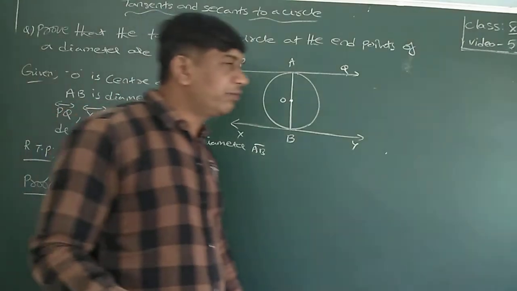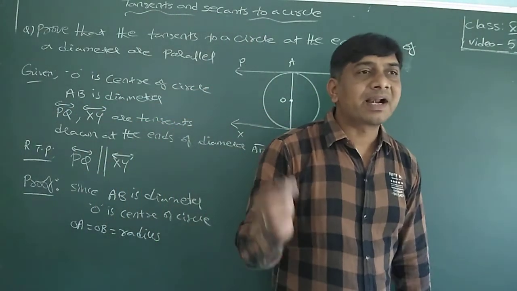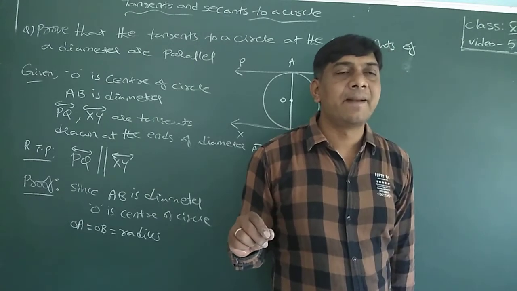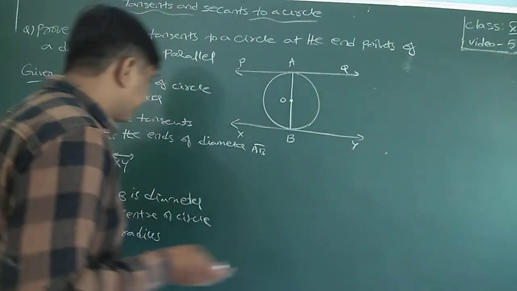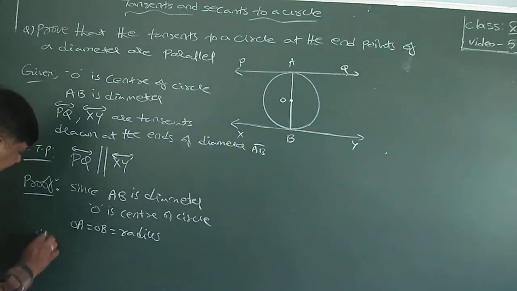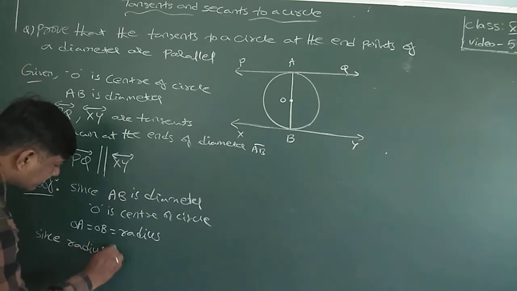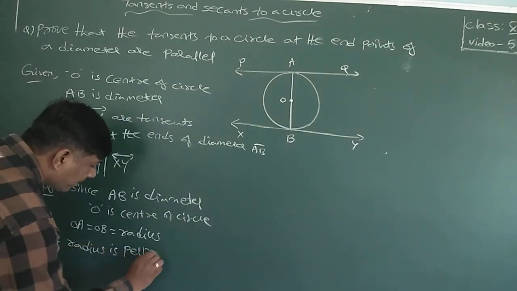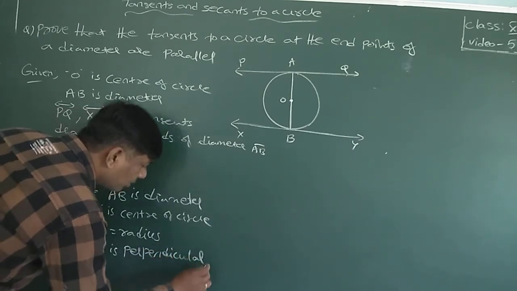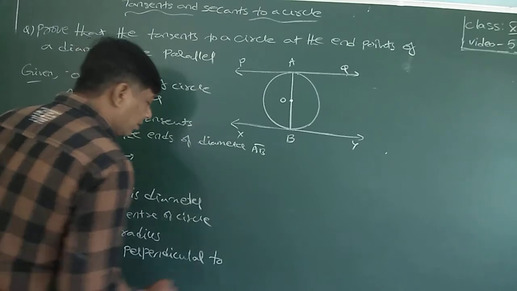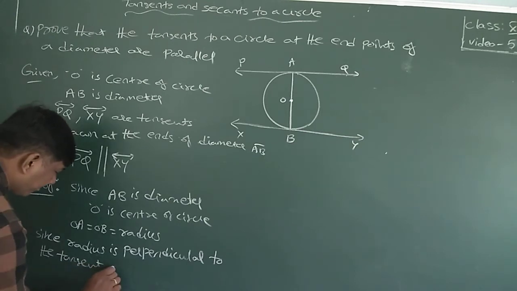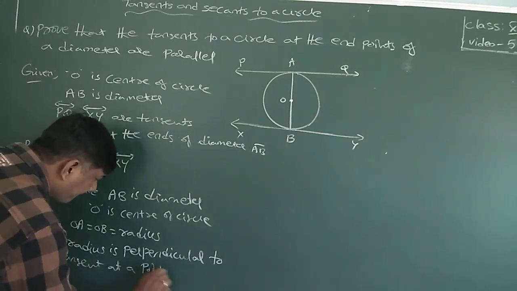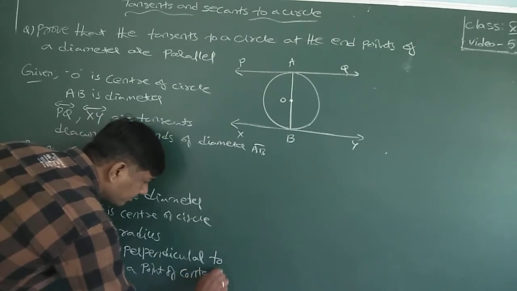Now we already proved a theorem. What is that one? The radius of a circle is always perpendicular to the tangent at the point of contact. Since radius is perpendicular to the tangent at the point of contact. Is it visible to you?